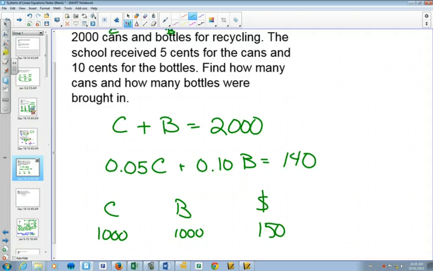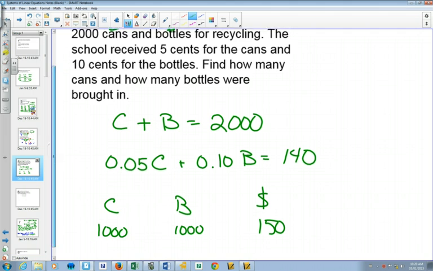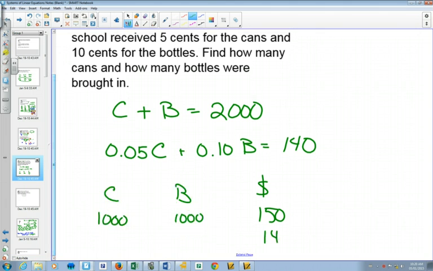Did someone try one that didn't work that was closer to $140? You got $145? 1,100 cans and 900 bottles. Gets closer, right? It makes sense that you would, if you need less money, you'd have to take away from the bottles and get more cans. Good.